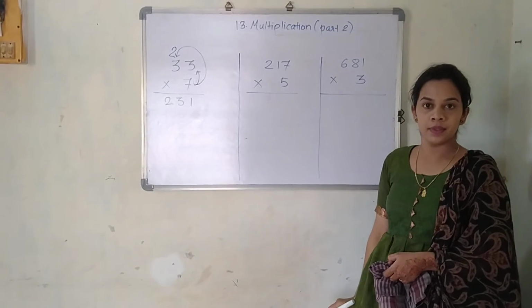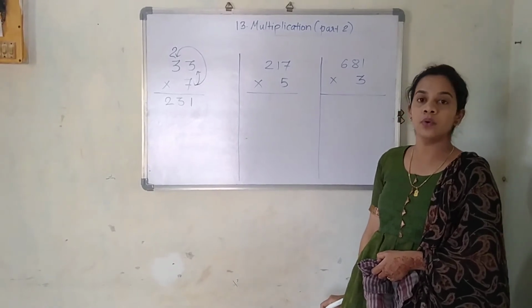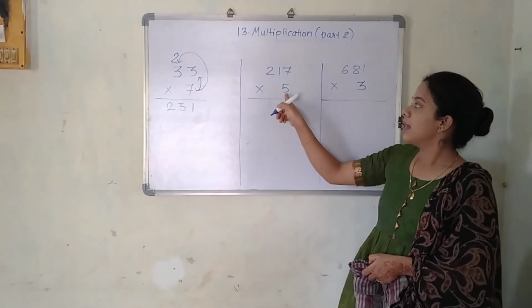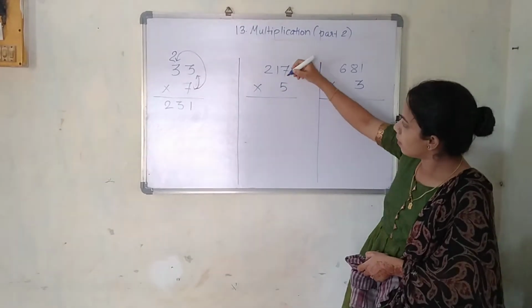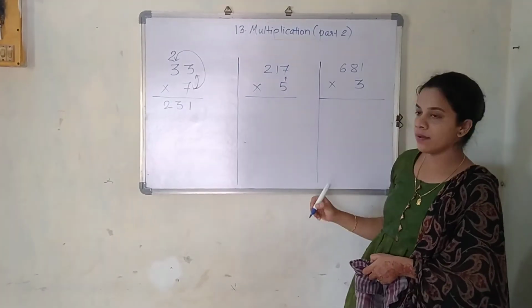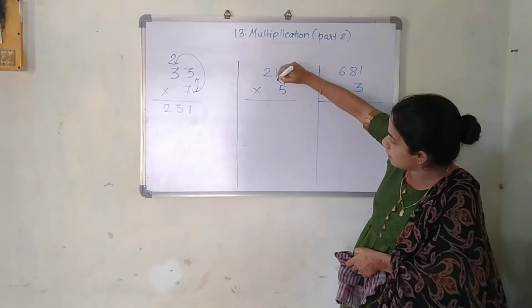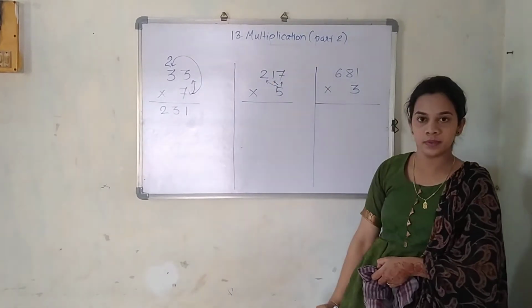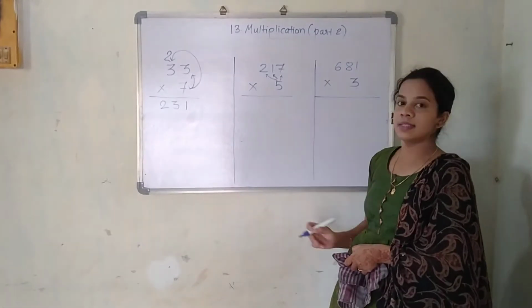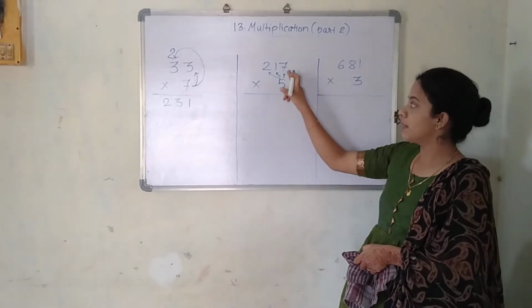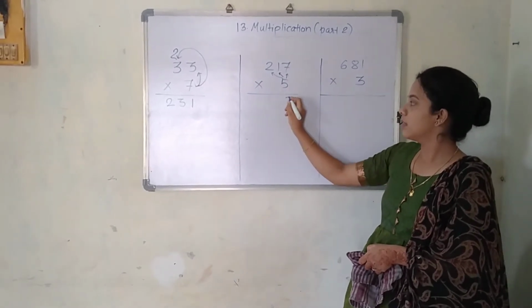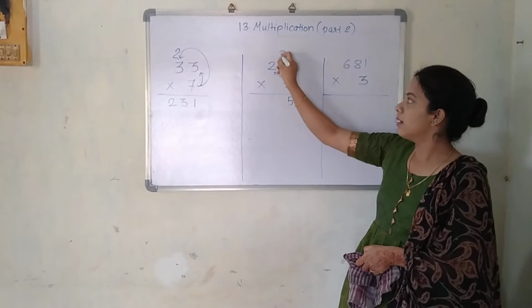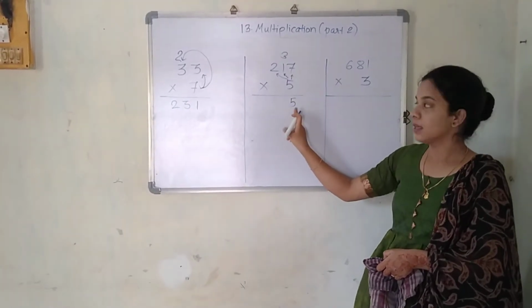217 into 5. 5 multiplied by 7. Now how are we going to multiply? You are going to multiply this 5 with 7, this 5 with 1 and this 5 with 2. Okay, we will start. We are going to start with this number. 5 sevens are 35. 3 will be here and 5 will be here.